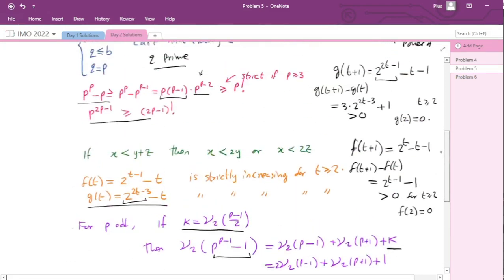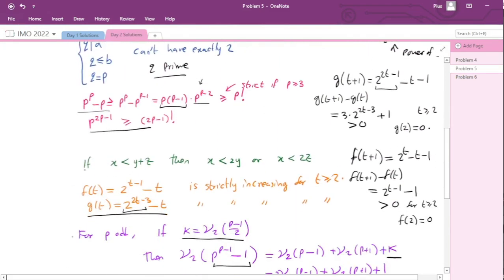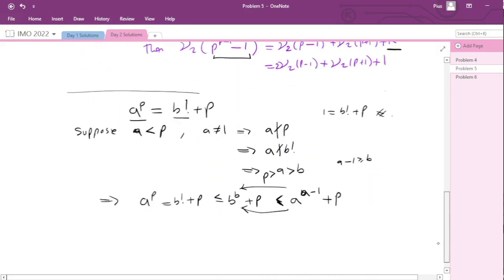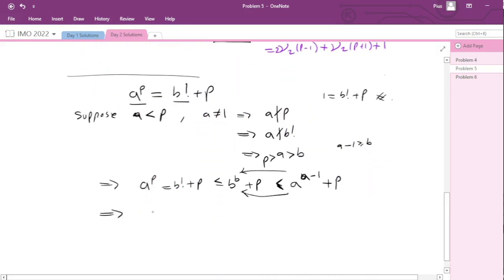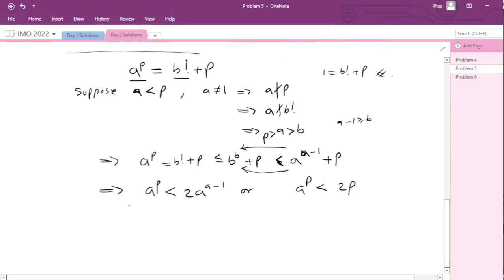Okay, so from this now we see that we can refer to this scenario where we have a number less than the sum of two other numbers, then it has to satisfy one of these inequalities. So in conclusion, we must have that a raised to power p has to be less than 2 times this, or a raised to power p is less than 2p. On this hand, we know that a is greater than b, and b is positive, so that means a has to be at least 2.